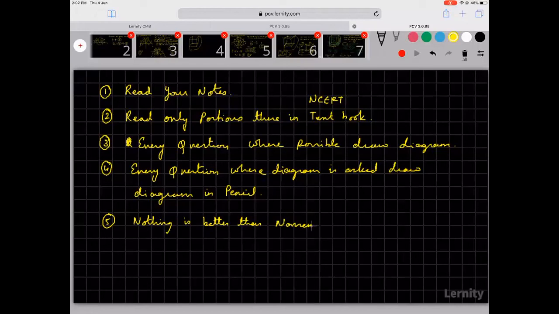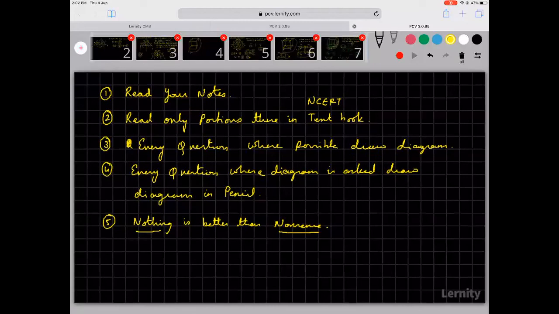Nothing is better than nonsense. That means that if you don't know an answer, don't try it. Don't try to guess something out of the way. This is not an advice that I would like to give for the board exam. Board exam, if you write something, they'll give you marks, but I won't give you marks if you write something. I am going to read all the papers, all 300, 400, 500 papers, whoever is writing. I won't give marks for just writing something.